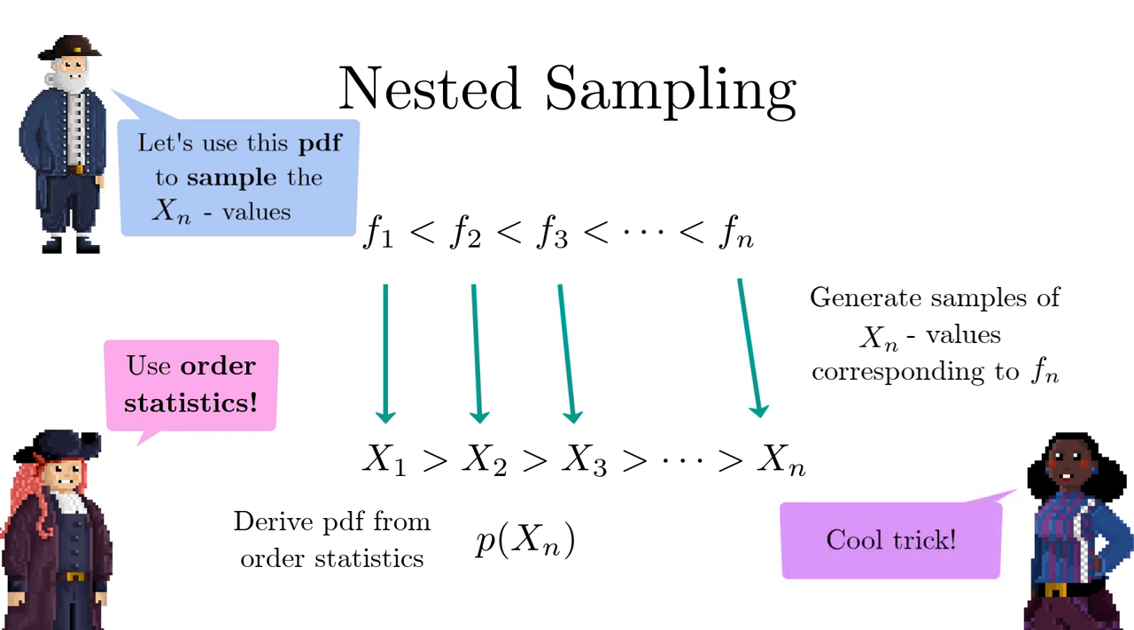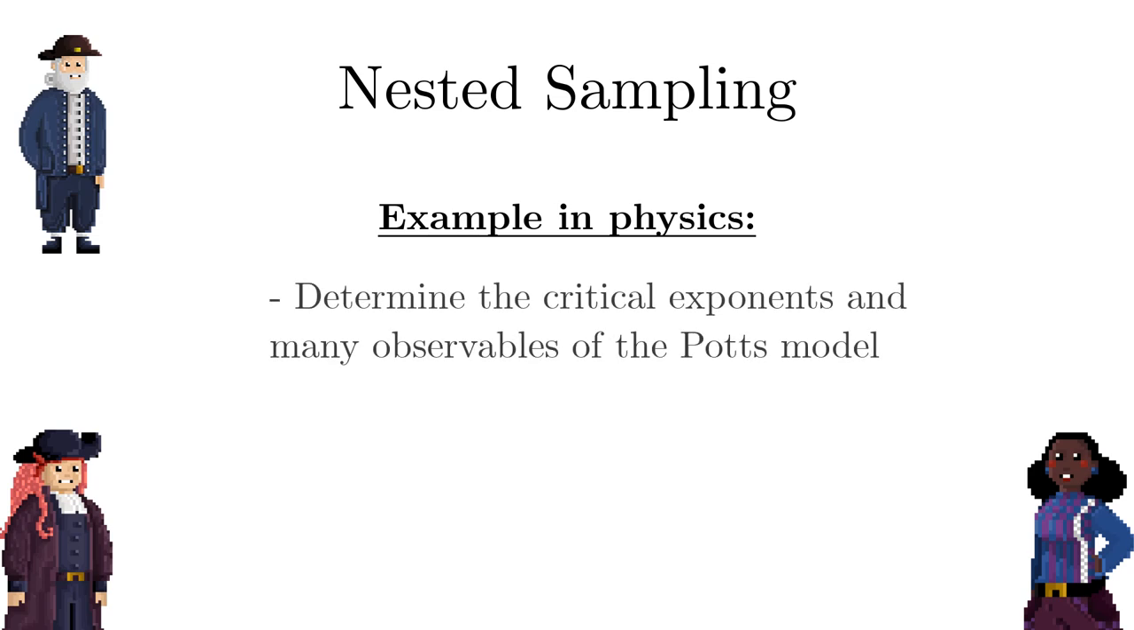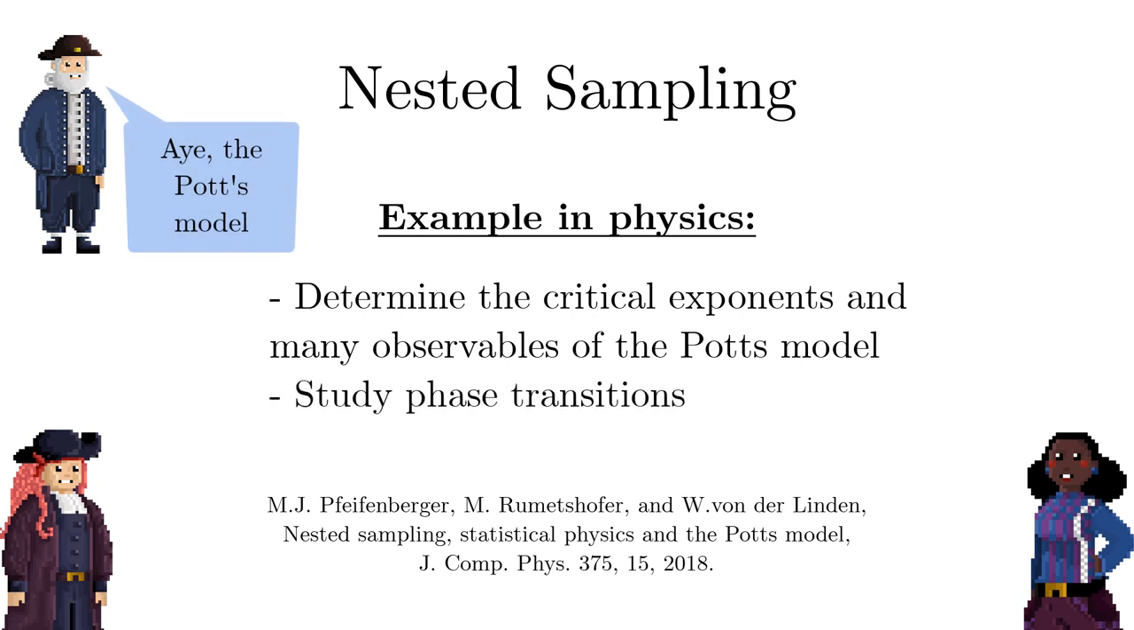Nested sampling can even be used to solve really tough physical problems. For instance, it allows to determine the critical exponents and many other observables of the Potts model that exhibits a phase transition of second or first order depending on a parameter of the model.